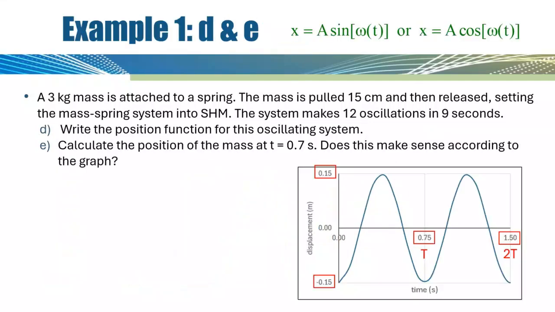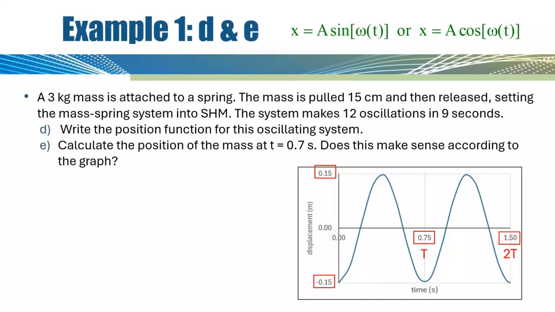Letter D says write the position function for this oscillating system. So if I have to write a position function, I'm supposed to know these forms. I copied them up here so that we could look at them. And it's also helpful to have the graph handy. So I have the graph from letter C that I copied here also.